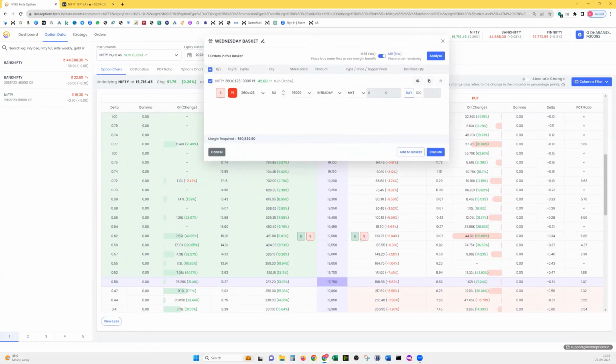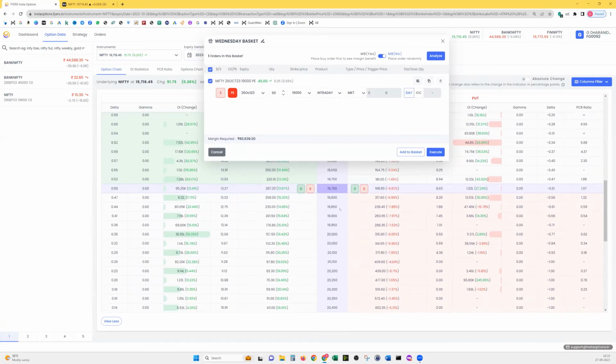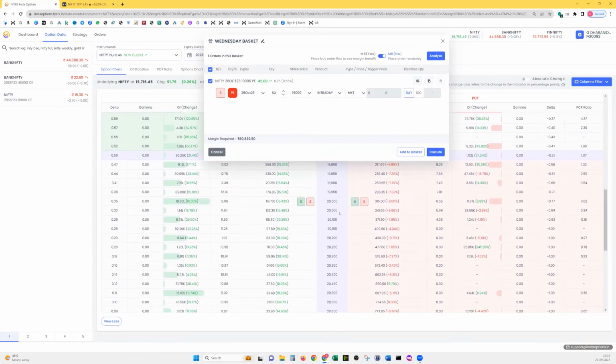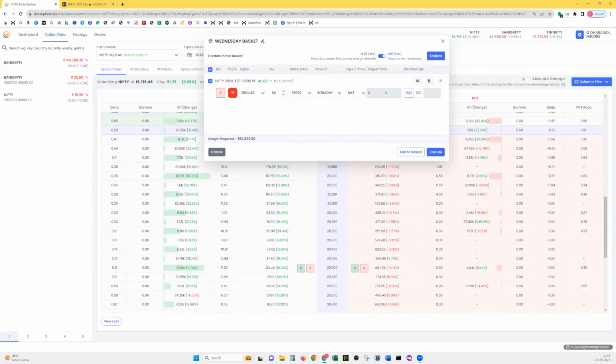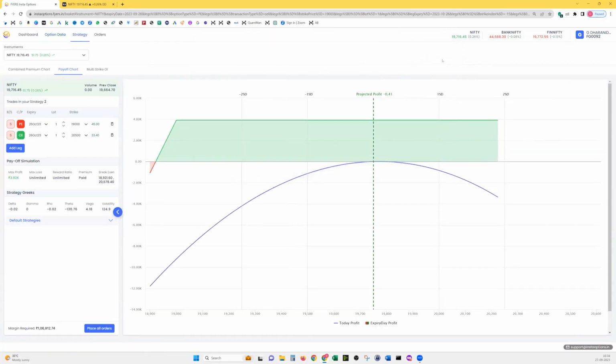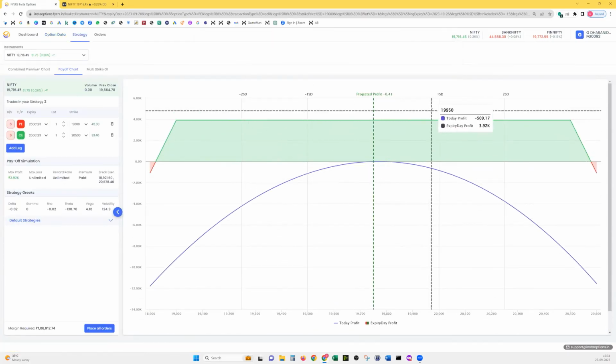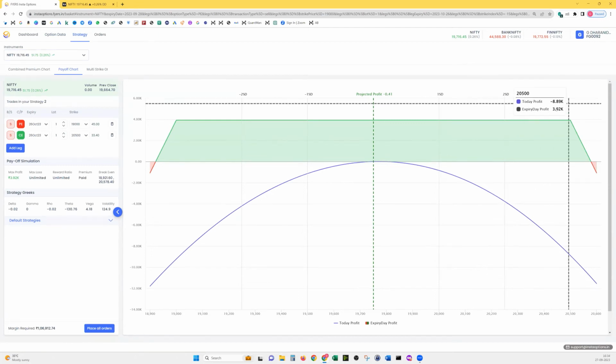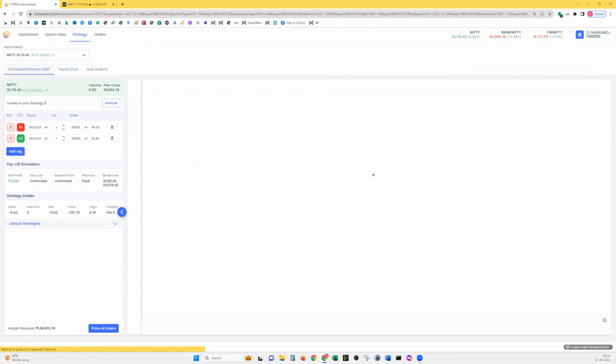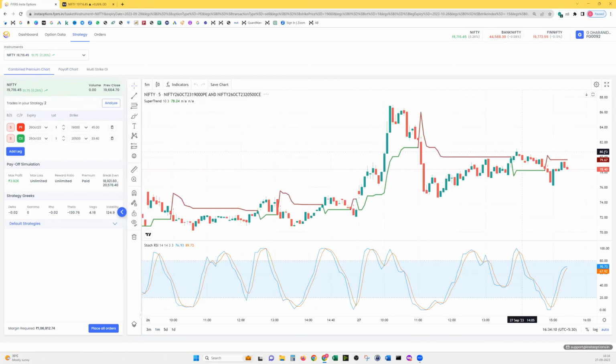Then at the bottom I have 20,500, which is going to be 30 rupees. I'm going to sell this as well. Then I can click on analyze. Now this is a very broad range, so it's going to be profitable even after a 2 SD move. So I go to the combined premium chart in order to understand more about it.